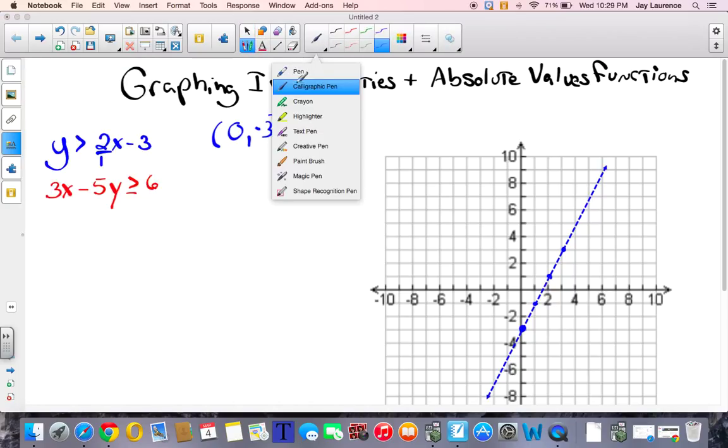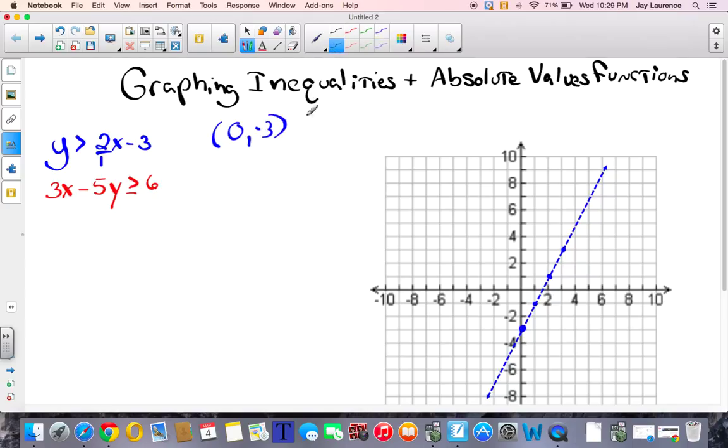I have to shade. But to know where to shade, I got to use my test point, right? And I can use the origin because this does not go through it. So I'm going to plug 0 in for y and 0 in for x. When I do that, I'm going to get 0 is greater than 2 times 0 minus 3. I'm going to simplify the right-hand side, which is going to become 0 minus 3, -3. 0 is greater than -3. Absolutely it is. And so I will be shading this side of the line.